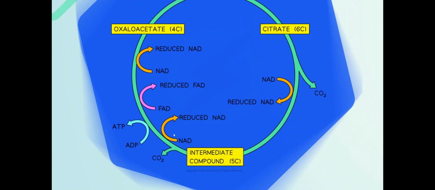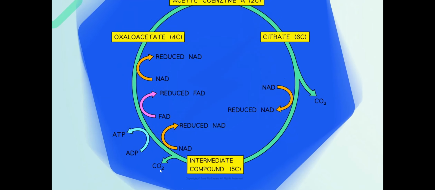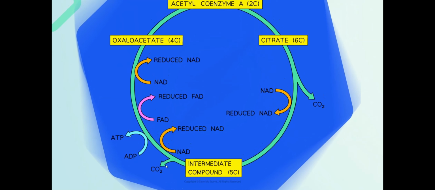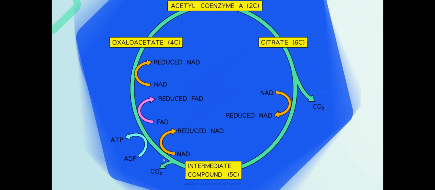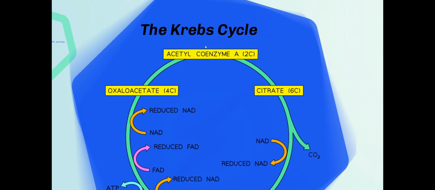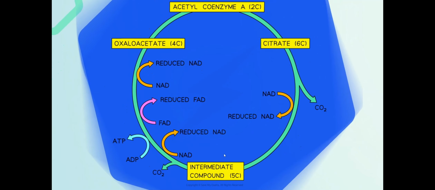Now, this intermediate compound here, which was produced, forms oxaloacetate. Oxaloacetate is a four-carbon compound. And what happens here is that it loses another carbon, and this carbon goes and attaches to oxygen again to form carbon dioxide. So basically, two carbon dioxides are released right now, and all of this happens twice, so four carbon dioxides are released.